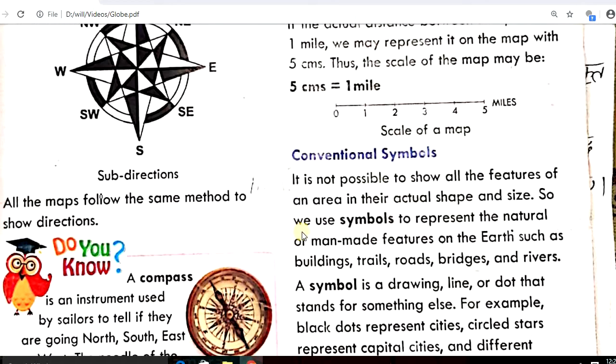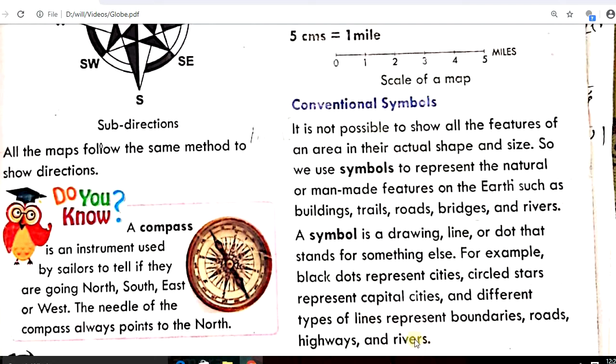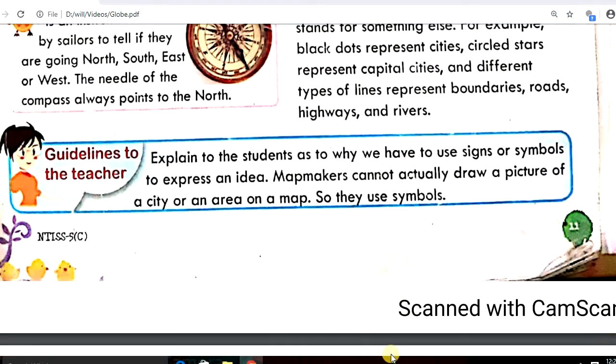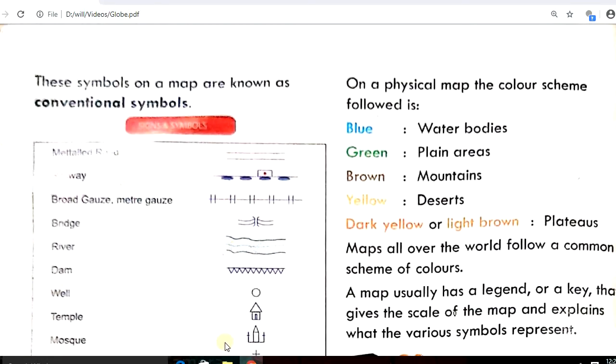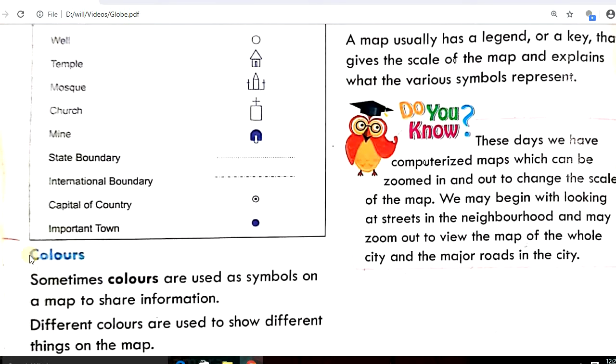Conventional symbols. Some conventional symbols are also there. A symbol is a drawing, line or dot that stands for something else. For example, a black dot represents cities, circle stars represent capital cities, and different types of lines represent boundaries, roads, highways and rivers. Now you can see some conventional symbols here.